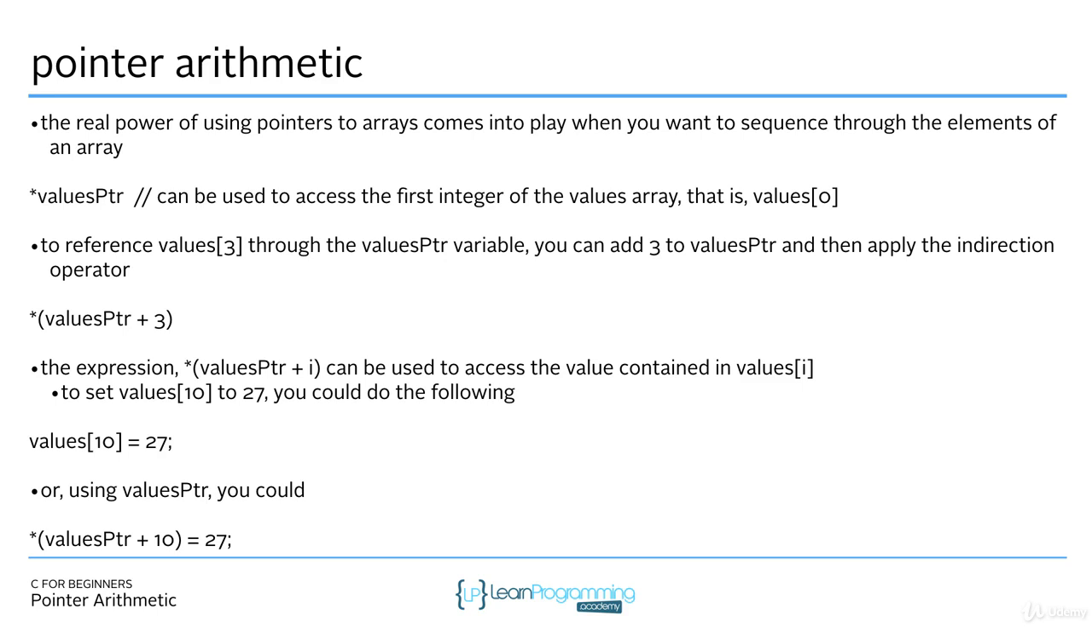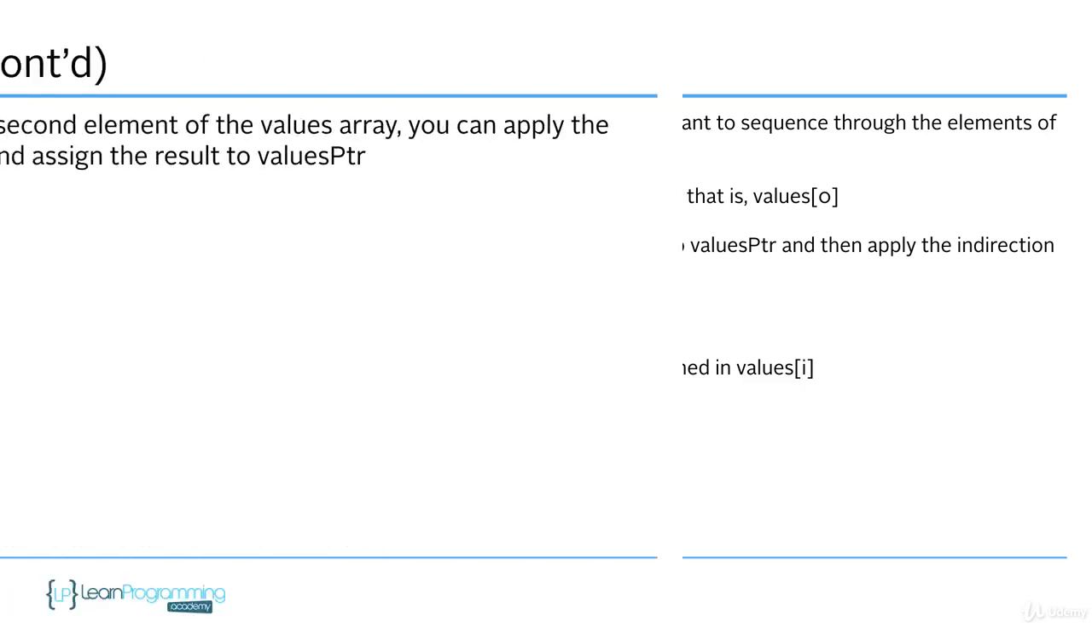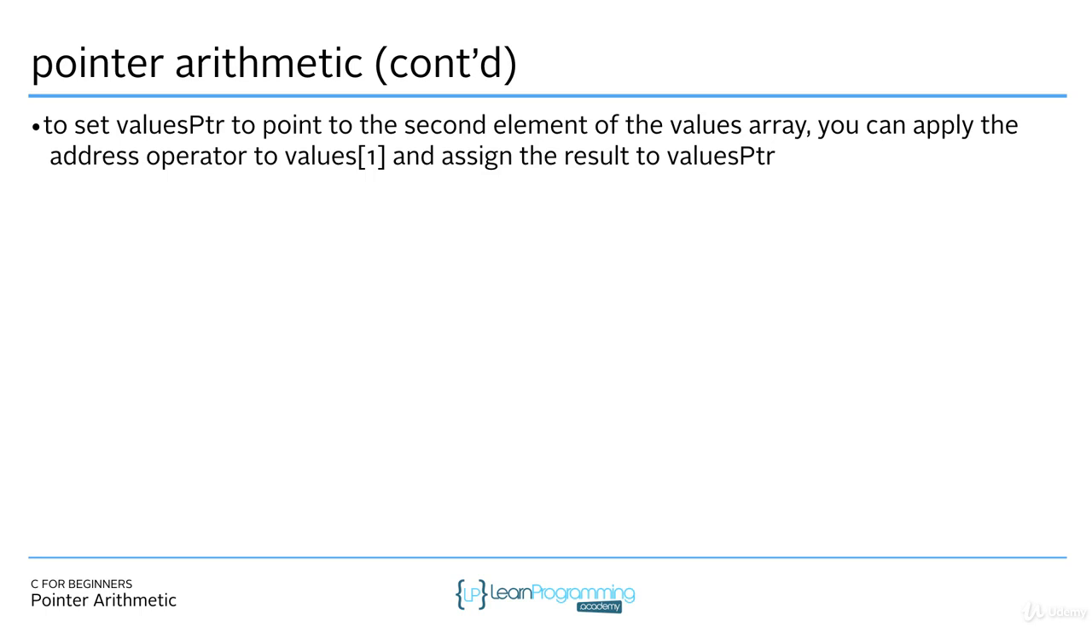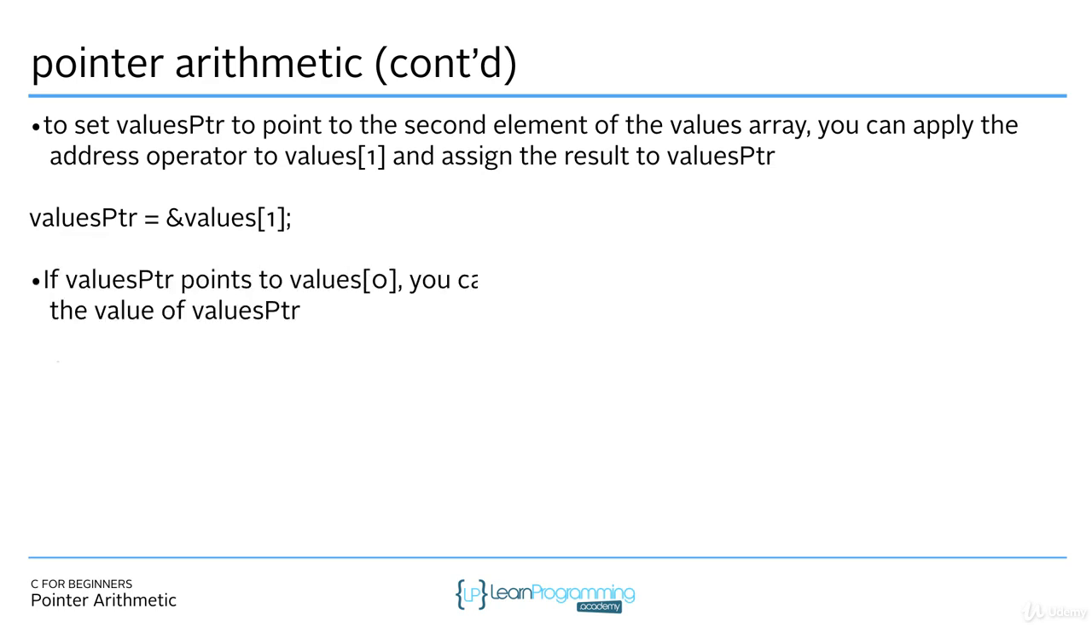Because pointers are so closely related to arrays, you can easily access elements by just incrementing or decrementing pointers, or adding values to or subtracting values from a pointer. Very, very useful. To set values pointer to point to the second element of the values array, you can apply the address operator to value sub 1 and assign the result to values pointer. We saw this. This is just another way to do the same thing I mentioned earlier, if you want to use the address of operator. You can always do this if you want, but it's much more convenient to do pointer arithmetic.